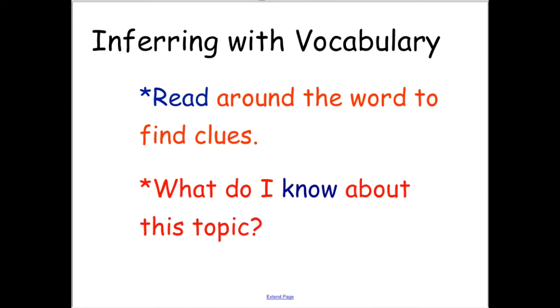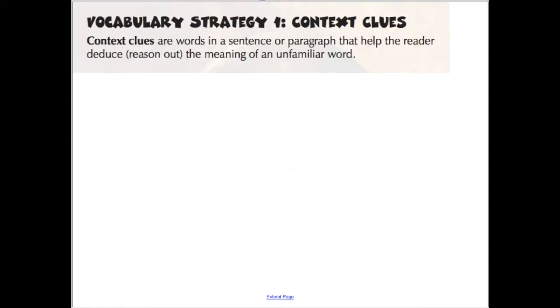We're going to continue to look at inferring with vocabulary. One of the strategies we talked about yesterday was to read around the word to find clues. The other thing you need to do when you're inferring with vocabulary is think about what do you know about the topic. Then you'll put those two pieces of information together to figure out what the word might mean. The vocabulary strategy we're going to talk about closer today is those context clues. Context clues are words in a sentence or paragraph that help the reader deduce or reason out the meaning of an unfamiliar word.